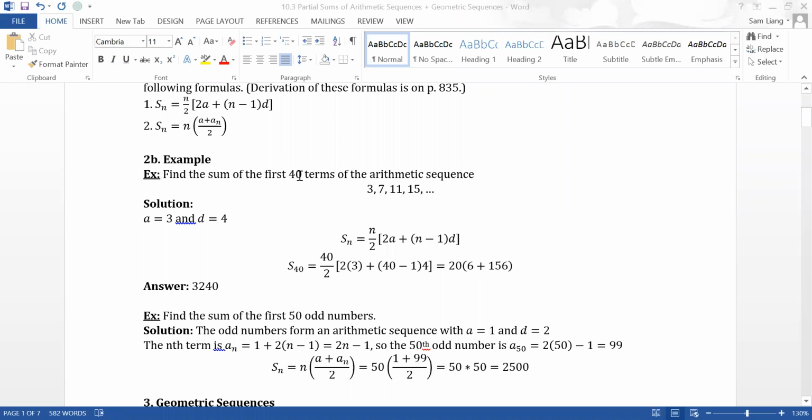and they want the first 40 terms, so that would be S of 40 is equal to 40 over 2, right, n over 2, n is 40 in this case, times 2 times a, which is the first term, 3, plus 40 minus 1 times the common difference of 4. Okay. From there, you just crunch the numbers. Outside the parentheses, you get 40 divided by 2, which is 20. And then inside the brackets, you get 6, that's 2 times 3, plus 39 times 4, which is 156. But yeah, after you multiply that through, you're going to get 3,240 as your sum.